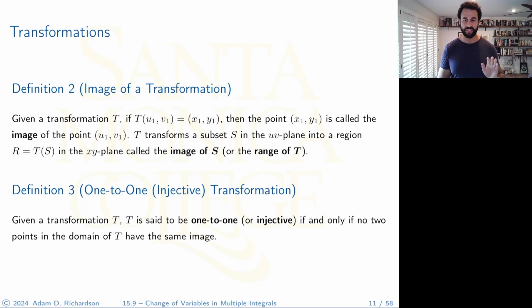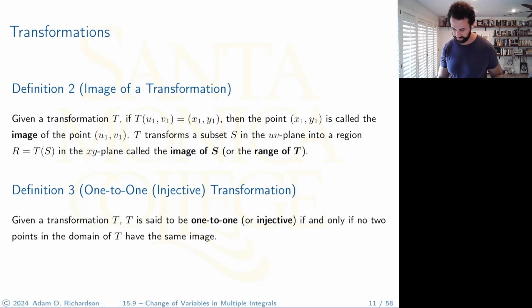The next definition is a one-to-one or an injective transformation. So given a transformation T, T is said to be one-to-one or injective if no 2 points in the domain have the same image. That's really what it means. This is the same definition that you saw before anytime you talked about inverse functions in the past. At some point you had to have studied inverse functions, and I'm sure every one of you has seen this before. The definition is the same. It's really just the same thing.